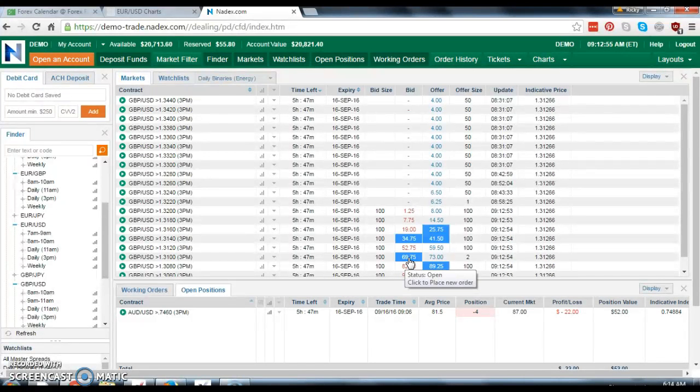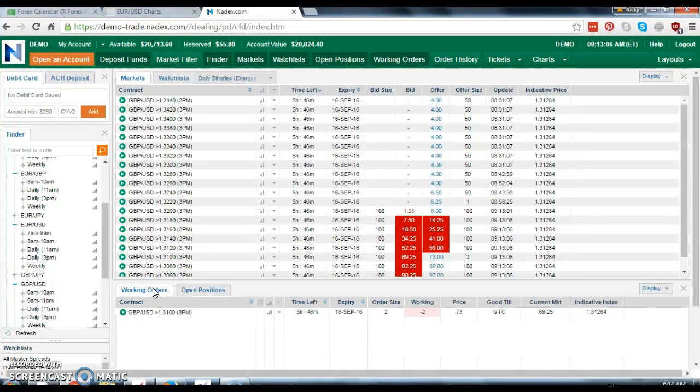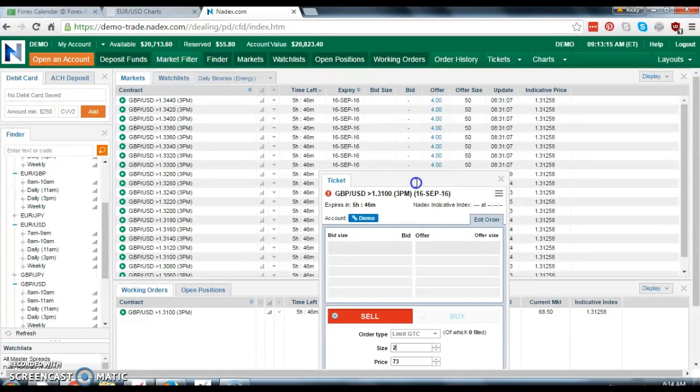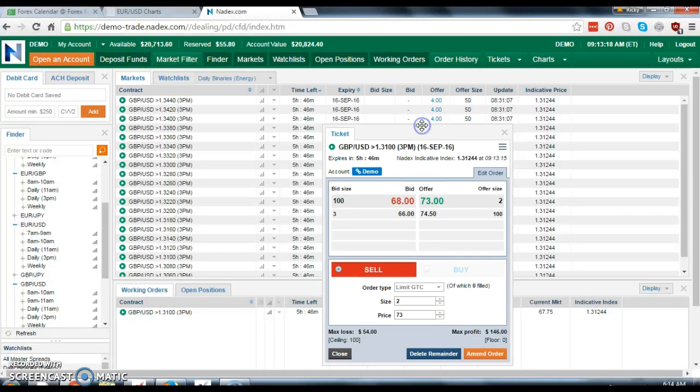It's dropping like a rock. But there's 5 hours and 46 minutes left on this trade. It's a working order right now. In fact, I'm going to go ahead and amend this. See what happens. And I'm going to amend it to an even $25 per contract. And you can see here I have 2 contracts, $50 for a max profit of $150. Amend order.